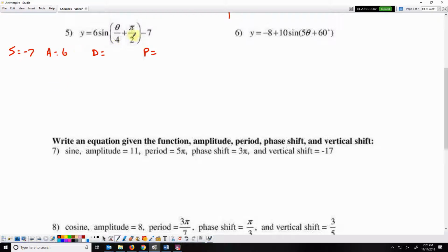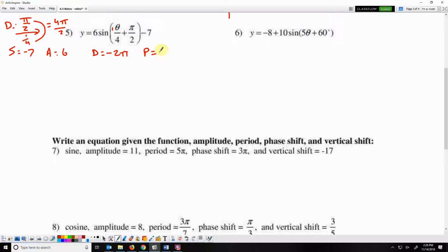The displacement, and we have a shift and a dilation both horizontal, so to find that displacement, we'll do pi over 2 divided by 1/4. So that's going to be 4 pi over 2. And because there's a plus there, that means that the shift is going to be left, and 4 pi over 2 is 2 pi.